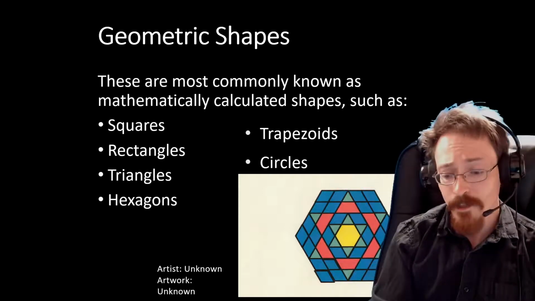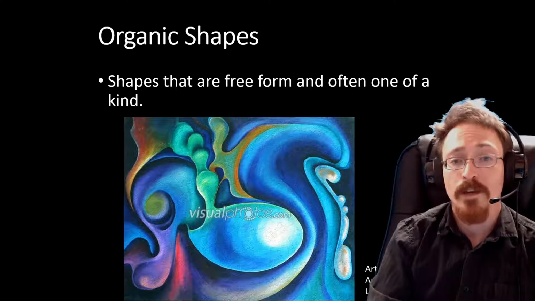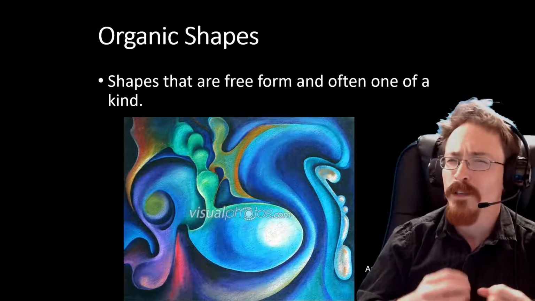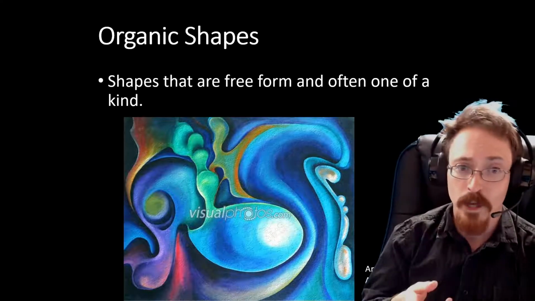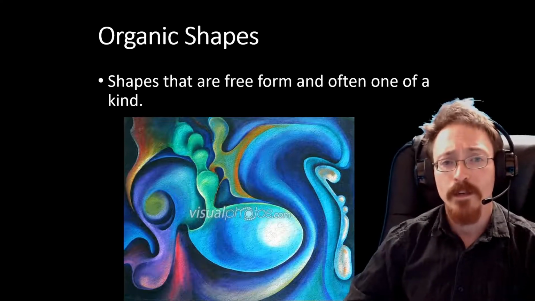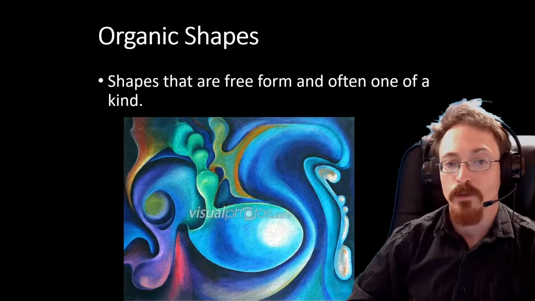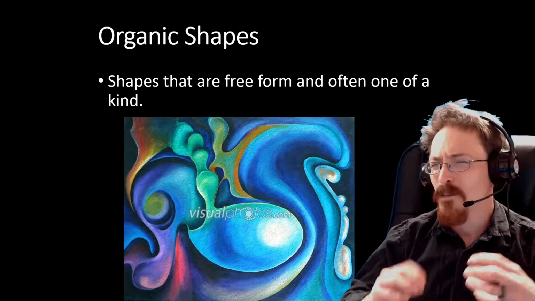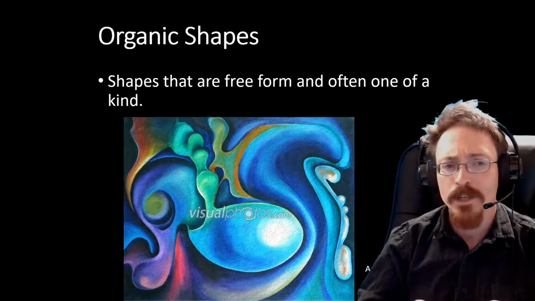Now, organic shape is completely the opposite. An organic shape is something that is very free form, very fluid. It doesn't really match anything that you recognize as being a classic shape. Organic comes from the word, well, organic. It means natural or in nature. An organic shape symbolizes something that you would see in nature, because everything in nature is unique. It's one of a kind.